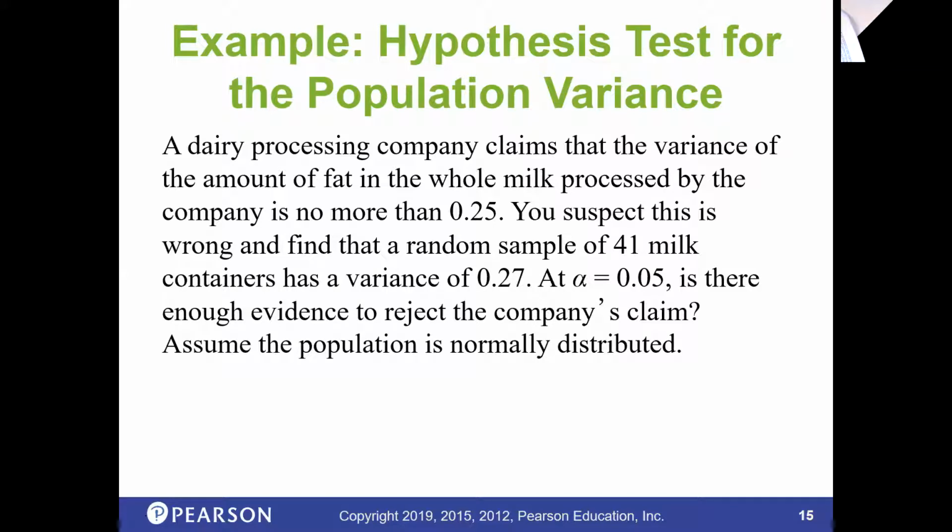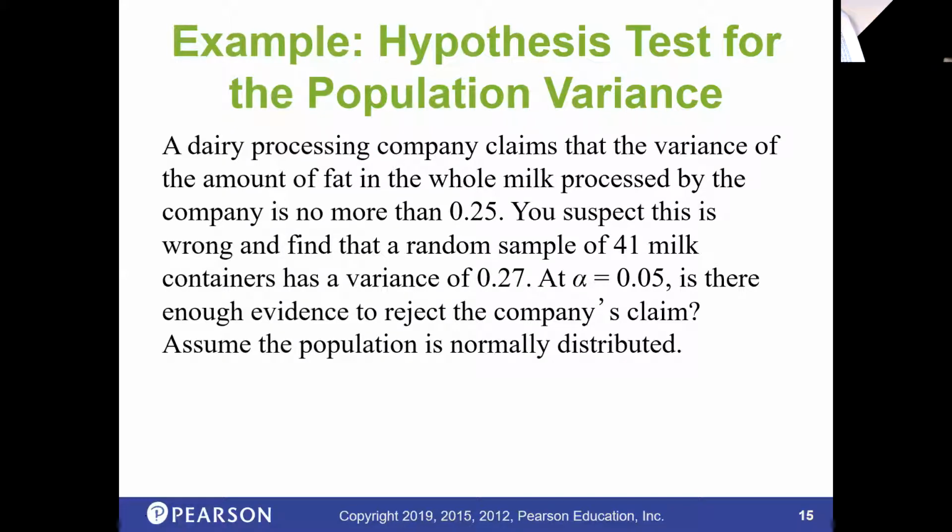So we have this dairy processing company that claims the variance of the amount of fat in the milk is no more than 0.25. You suspect this is wrong, and in a random sample of 41 milk containers, there's a variance of 0.27. At the 0.05 level, is there enough evidence to reject the company's claim?